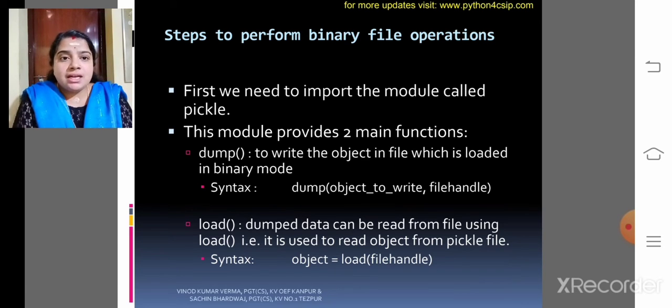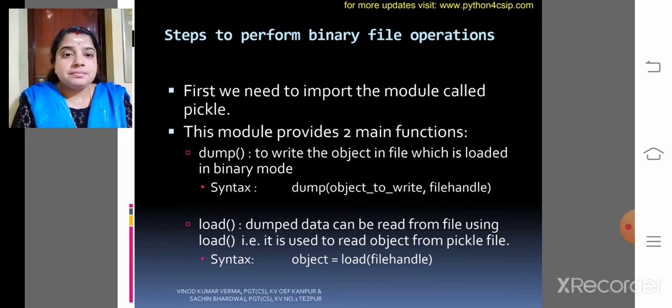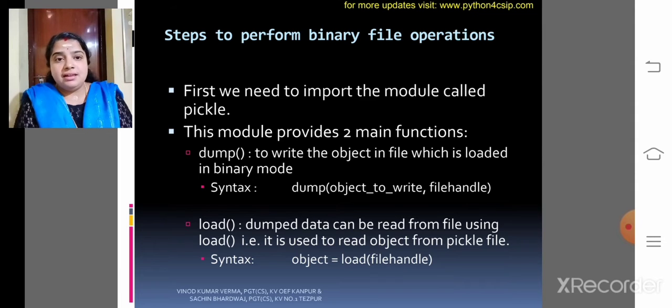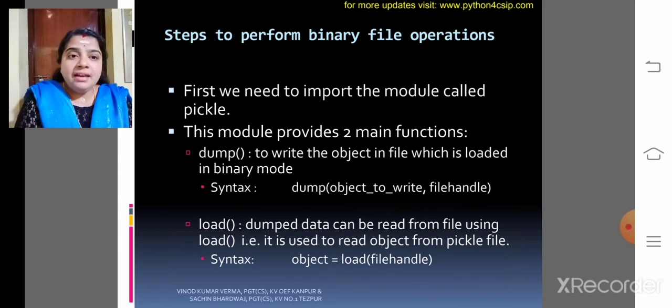Then load means what? Dumped data can be read from the file. That is, if you want to read a file which is in the binary format, we need to use load. Load into the program, dump into the file. Load is used to read an object from the pickle file. The syntax is object equals load of file handle. Object may be a dictionary, a list, or a tuple. The file handle is nothing but the object returned by the open function.